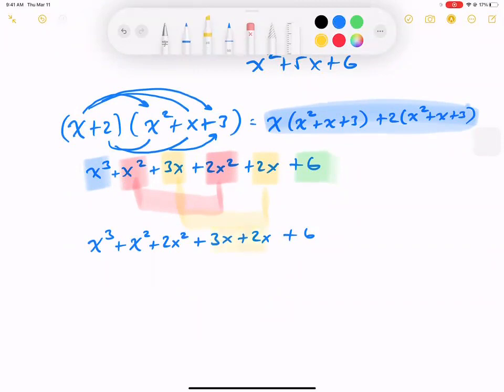These are our like terms. X cubed, 1 plus 2 is 3x squared. 3 plus 2 is 5x plus 6. Seems like a lot of writing. But I'm going to teach you a skill of sorting them so their like terms are right on top of each other.